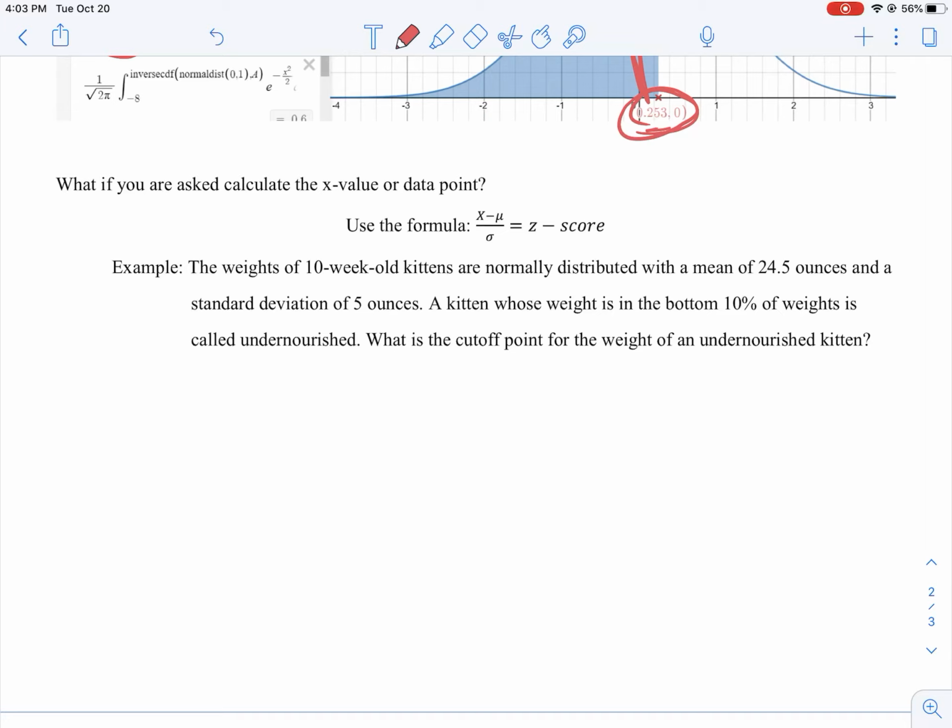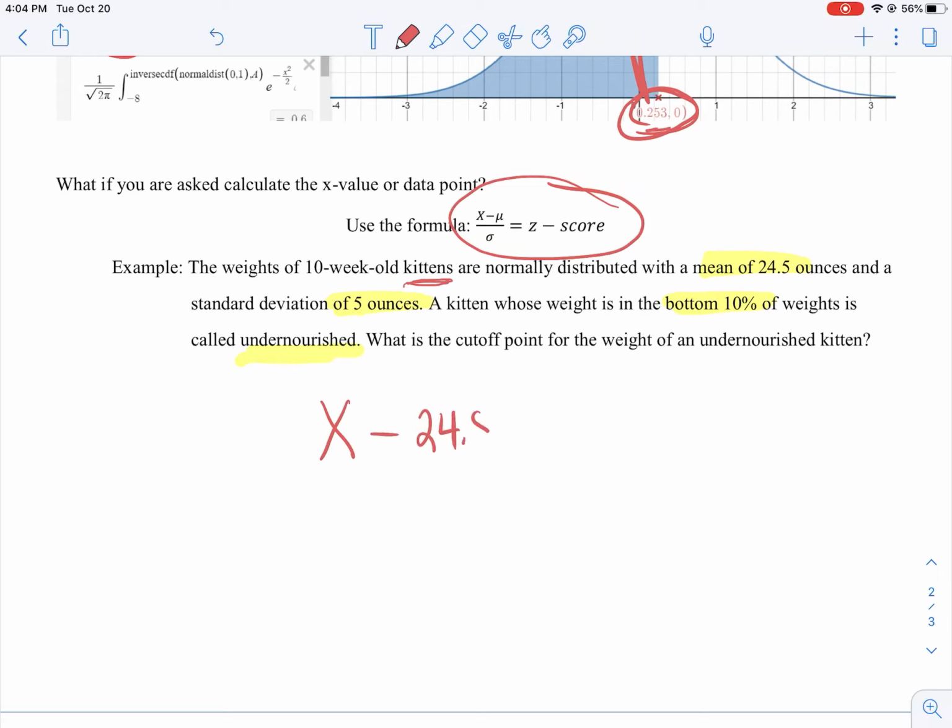That doesn't go away. So let's say, for example, you have to figure out the data point of this question. So we're dealing with kittens, right? And it says that there's a mean of 24.5 ounces and a standard deviation of 5 ounces. A kitten whose weight is in the bottom 10% is considered undernourished, right? What is the cutoff point for the weight of an undernourished kitten? So we're going to use this formula right here to walk us through this. So we are looking for X. We want to know how many ounces is considered undernourished, this and below. So that's that X value.